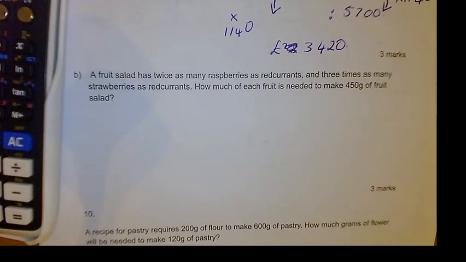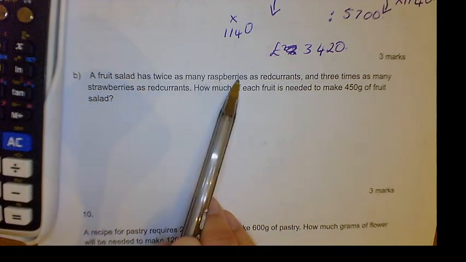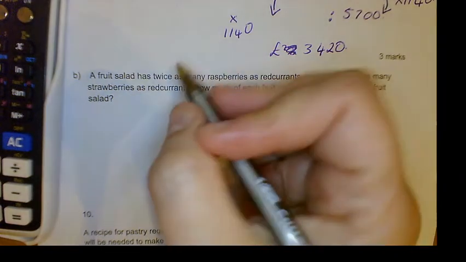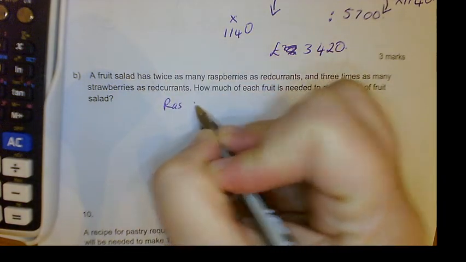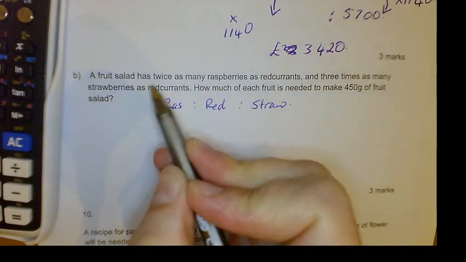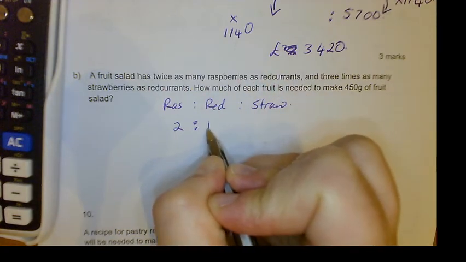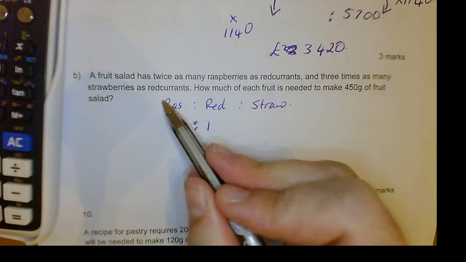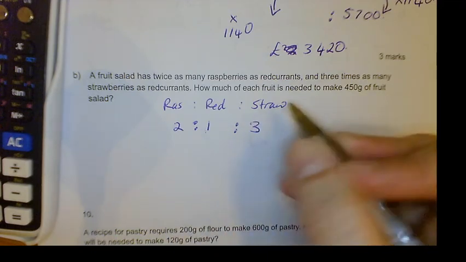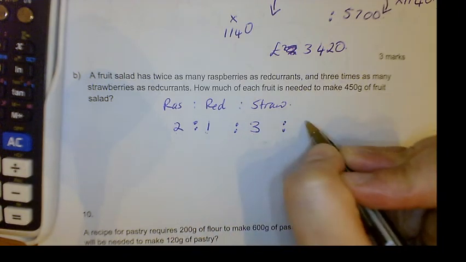Question B. I hope you're having lots of fruit salad. Fruit is healthy for you. A fruit salad has twice as much raspberries as red currants, 3 times as much strawberries as red currants. So if I've got raspberries, red currants, and strawberries, twice as many raspberries as red currants, so that would be 2 is to 1. 3 times as many strawberries would mean this is 3, because that's 3 times that. Altogether, my total, 2 plus 1 is 3, plus 3 is 6.